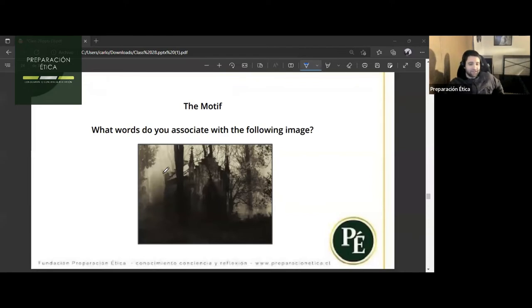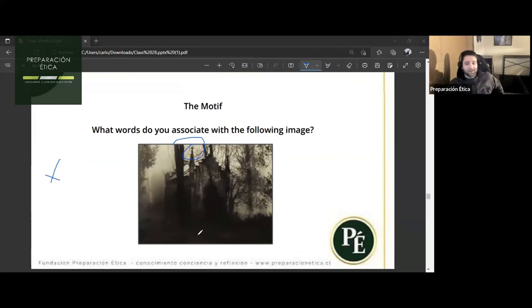Dark, darkness. Darkness, exactly. So as you can see, the plot of this story could be about death, about ghosts, about the night, about darkness. It couldn't be something happy. It couldn't be something joyful. It has to be something dreadful. So the motif, for example, would be all the symbols that have to do with that. For example, an inverted cross, things like that, or a spooky face, or as you can see here, the church, that is a symbol. So maybe there's something going on.